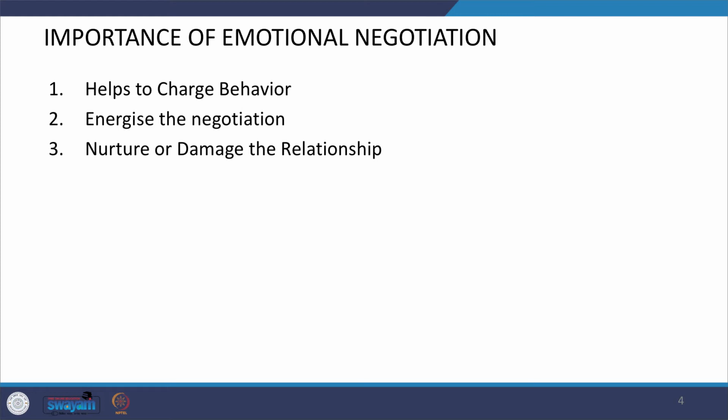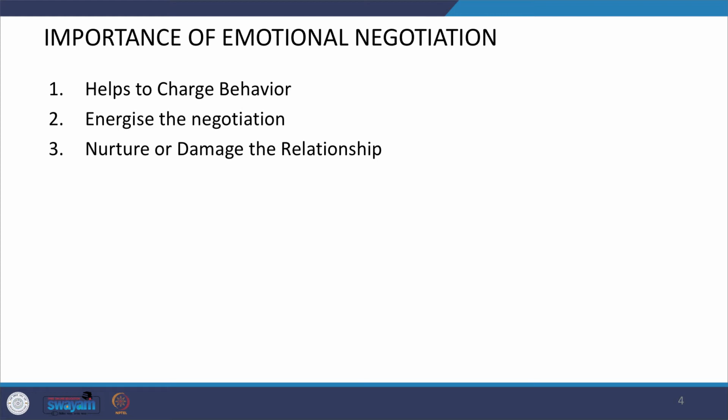So, if we follow this process, that is, we go with the charge and the behavior, and only then we will have the negotiation energies that nurture or damage the relationship. So, the way we energize the negotiation, here it can be constructive or the energy may go for the destructive.